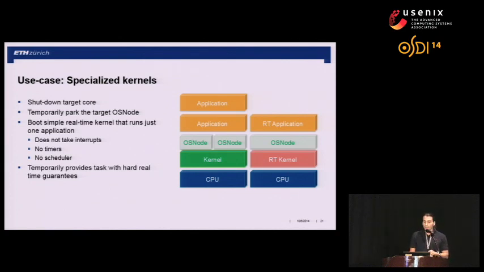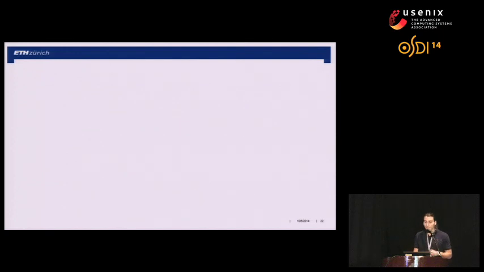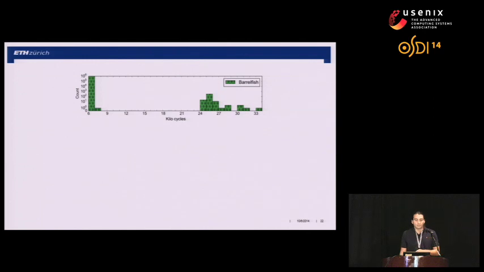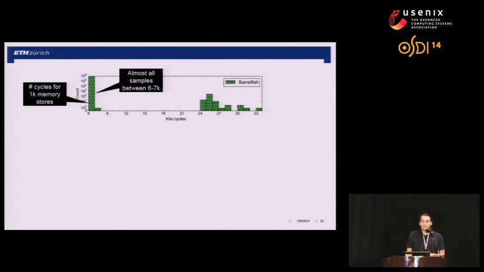Now, to evaluate this use case, we build a simple benchmark program that essentially does memory stores in the system. So we first run this program on our normal Barrelfish kernel. The benchmark works by doing about 1,000 memory stores, and we repeat this experiment 1,000,000 times. Typically, each of these 1,000 memory stores takes between 6,000 and 7,000 cycles. However, in our Barrelfish OS, we have some samples that are outside of the 6 to 7K cycle range, which we attribute to OS jitter.